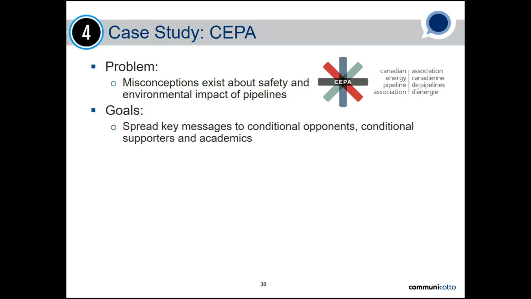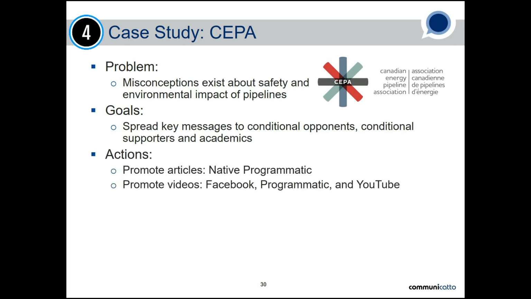Specifically for CEPA, we have some key messages that we want to get out there, some fact-based messages, and we're targeting very specifically 3 different groups of people. People that are conditionally opposed to pipelines, people that are conditionally in support of pipelines, and then academics, people that are involved in research around pipelines. So this is our goal, spread some key messages. So what did we do?